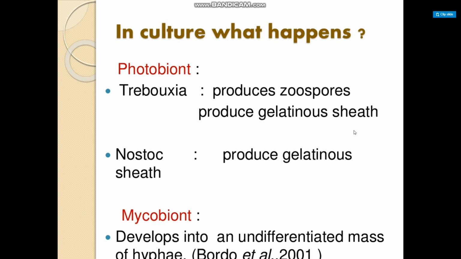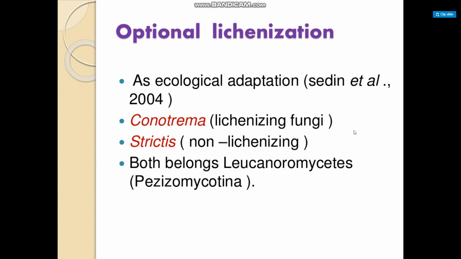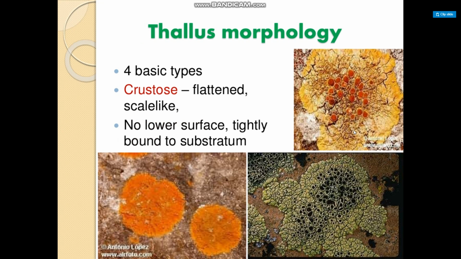In culture, what happens? The photobiont Trebouxia produces zoospores and a gelatinous sheath. The mycobiont develops into an undifferentiated mass of hyphae, optionally lichenized, and ecological adaptation. Both belong to Leuconeuromycetes. Thallus morphology.